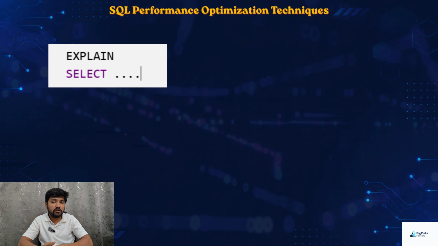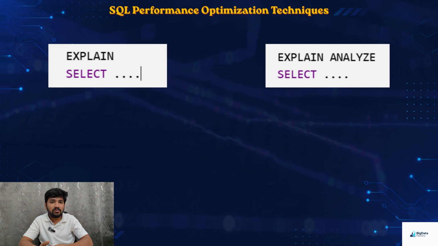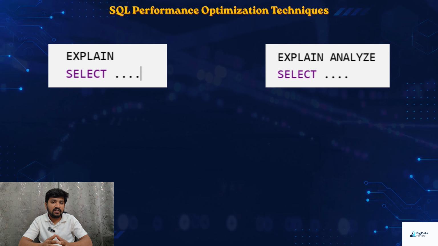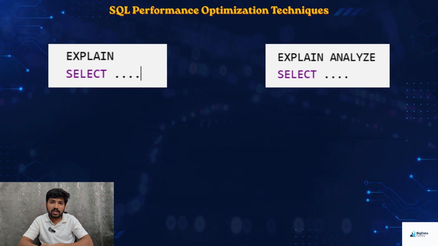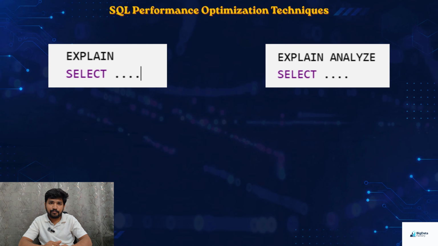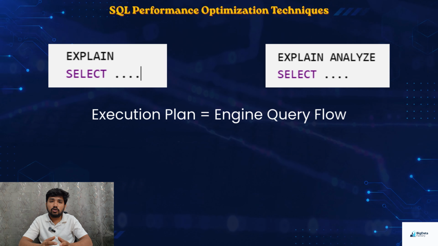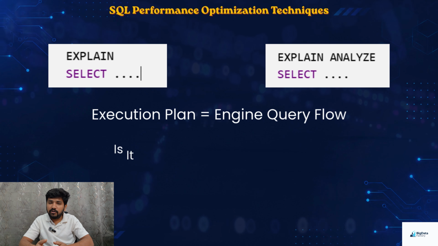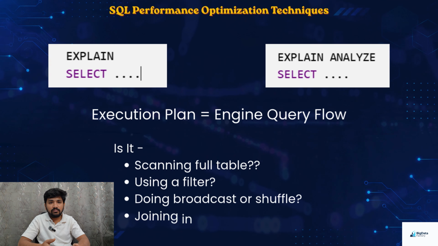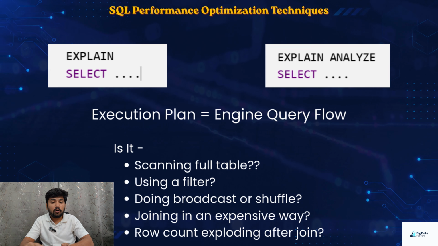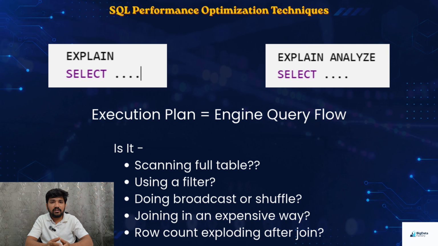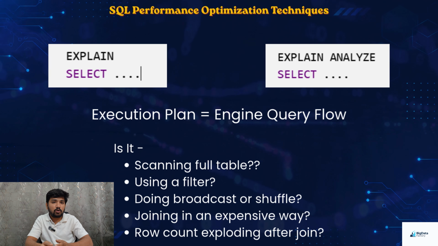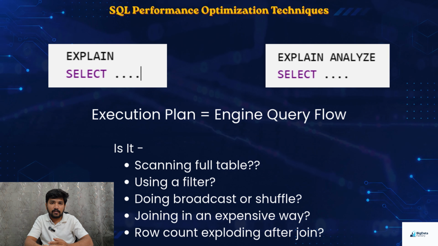In many SQL engines, you can use explain select, or in some systems, explain analyze select. The exact syntax depends on the database, but the idea is the same. The execution plan tells you how the engine is actually running your query. Is it scanning the full table? Is it using a filter? Is it doing a broadcast join or shuffle join? Is it joining in an expensive way? Is one step taking most of the time? Is the row count exploding after a join?